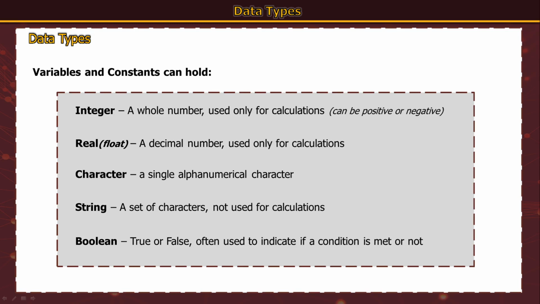A string is a set of characters. They are not used in calculations as they also have no mathematical value. The final one is Boolean. Boolean can either be true or false. They are often used to indicate if a condition is met or not.